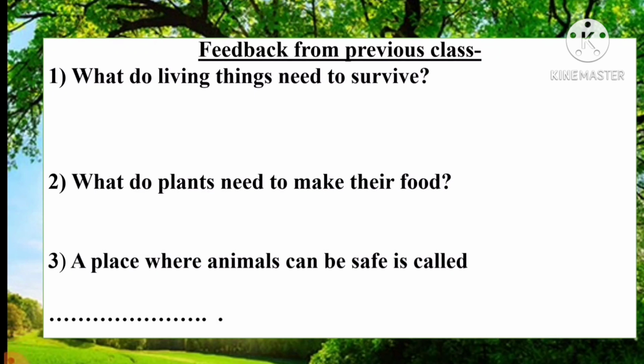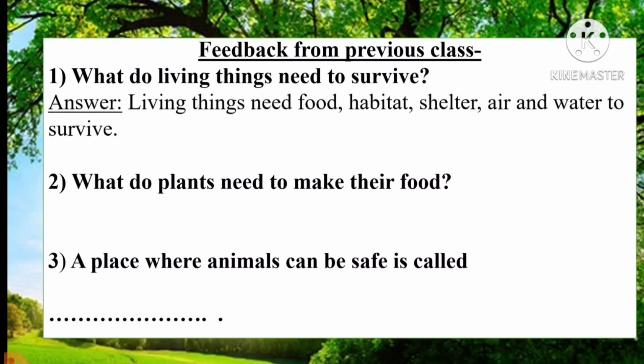So the answer is living things need food, habitat, shelter, air and water to survive. So food is something they eat and get the energy. Habitat is a special place where animals live and plants can grow. And shelter is made by the animal. They make the shelter for themselves so that they can protect themselves from the adverse environment, from the bad environment.